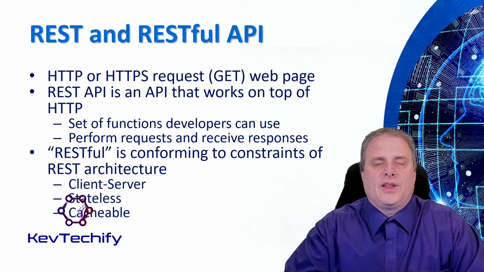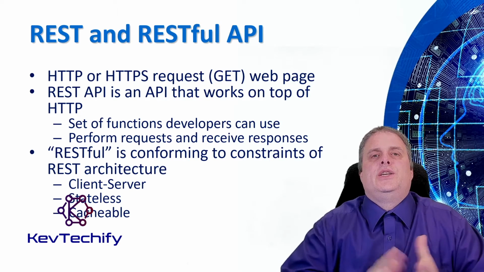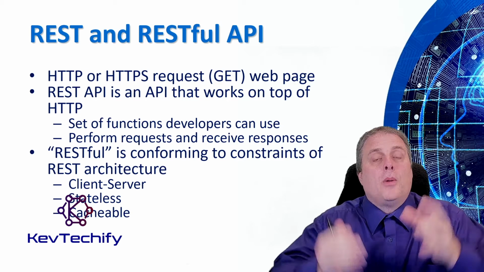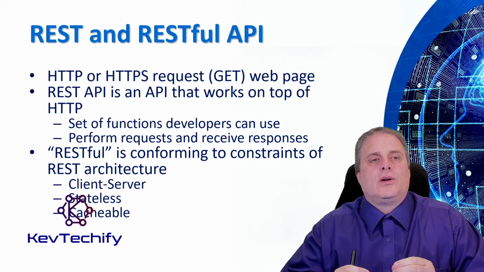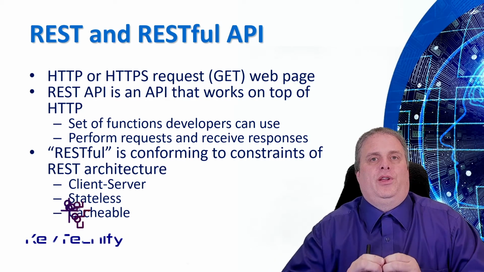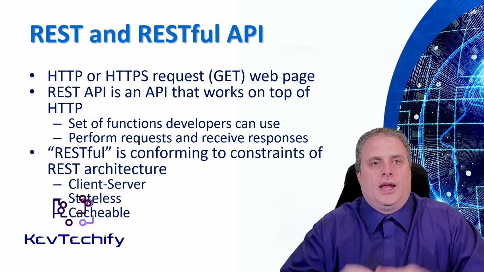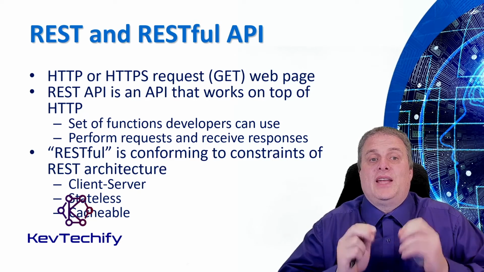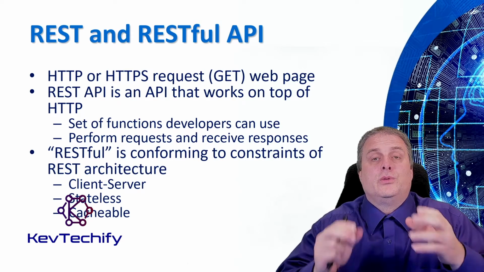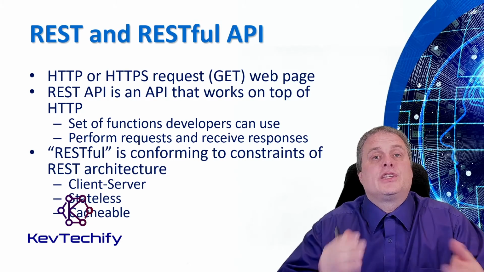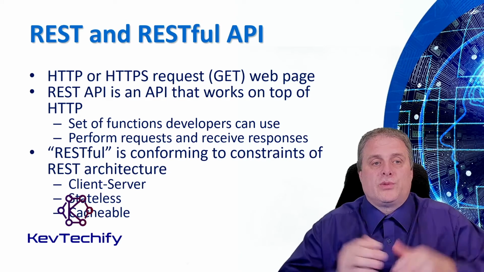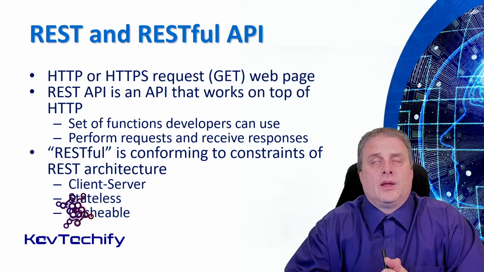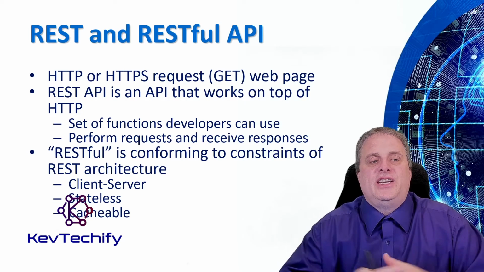REST and that RESTful API need to use HTTP and HTTPS. The reason that's nice is most firewalls allow port 80 and port 443 to go through them. So if REST and RESTful use HTTP and HTTPS to request that information, it's going to go through those firewalls. Now, this REST API has to work on top of HTTP. So you need to be able to have HTTP running.